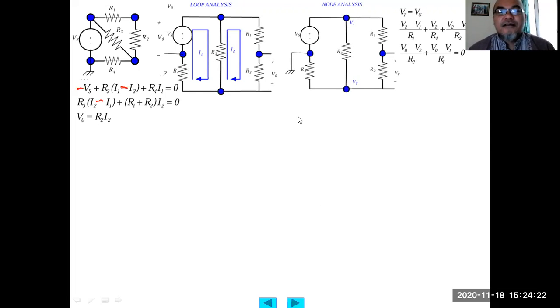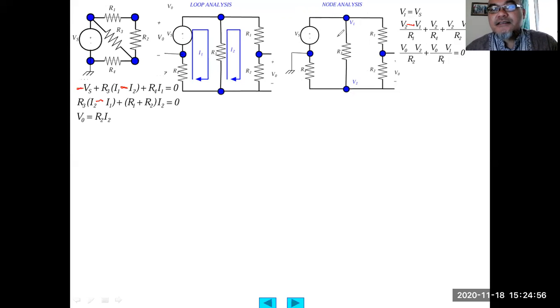So from here, we obtain V1 equals Vs, because here it is measured according to the ground. So the voltage V1 relative to the ground or reference is Vs basically. Then from here, (V2 minus V1) divided by R1 plus V2. This was using loop analysis, while this one is using node analysis.